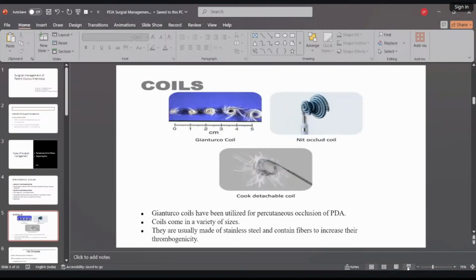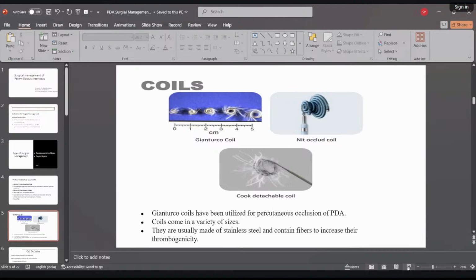So what are the devices available for percutaneous closure? First is coils. There are 3 types of coils available: Gianturco coil, Nit-Occlud coil, and Cook detachable coils. These are the 3 available coils.